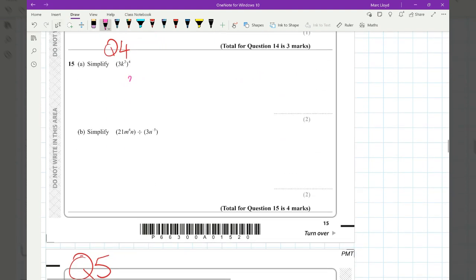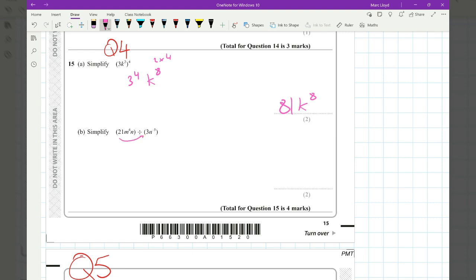Simplify this. So we need 3 to the power of 4 and then k squared to the power of 4, which means we have to do 2 times by 4, giving us k to the 8. 3 times 3 times 3 times 3, as my suspicion suggested, is 81. So 81k to the 8.